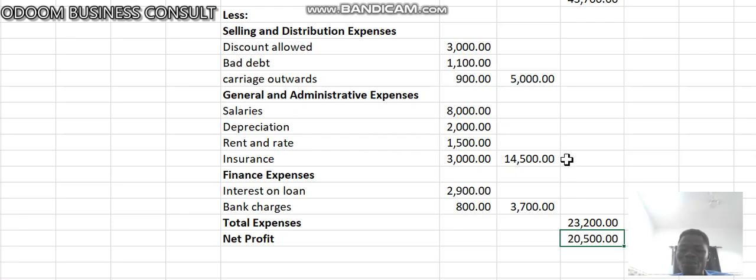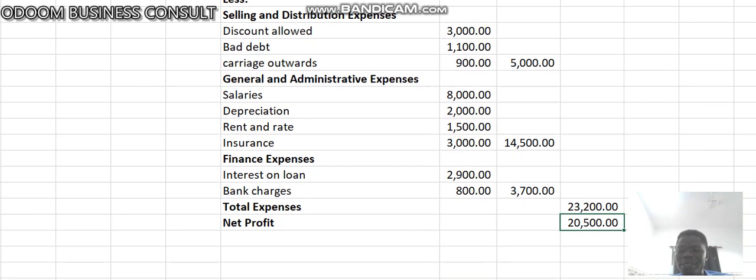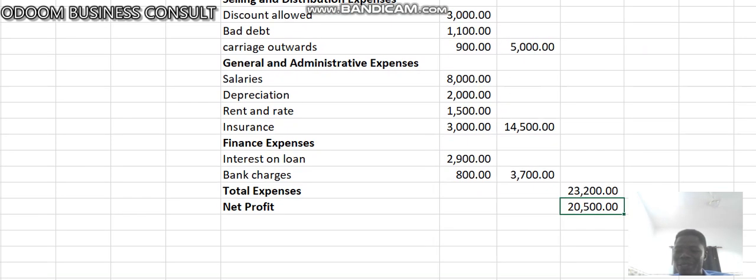So this is how the profit or loss account can also be prepared, which is very easy, the same way we prepare the trading accounts. So guys, this is the whole trading profit or loss account. Very easy and very simple.